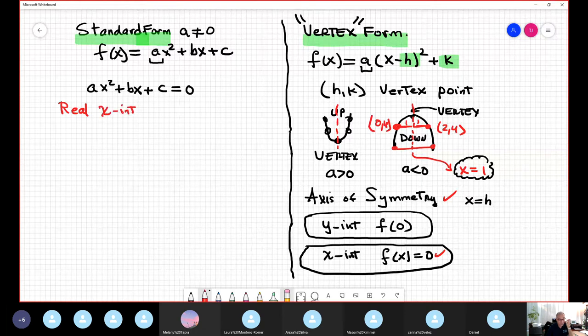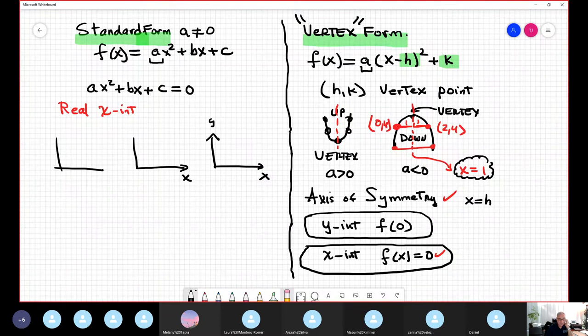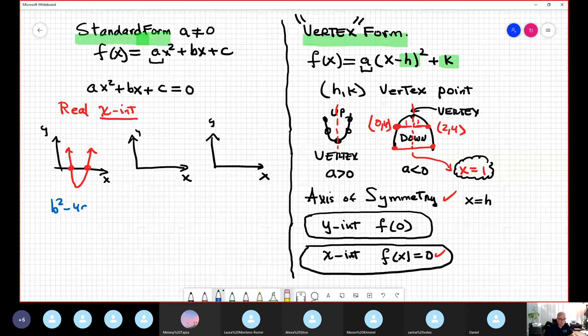of the parabola. Because we have three possibilities. On the x and y axes, the most common possibility is that you have two, because the parabola is like that. If this is the x-intercept, it's the point where the parabola crosses the x-axis. This situation happens when the expression inside the square root in the quadratic formula, b squared minus 4ac, is positive.